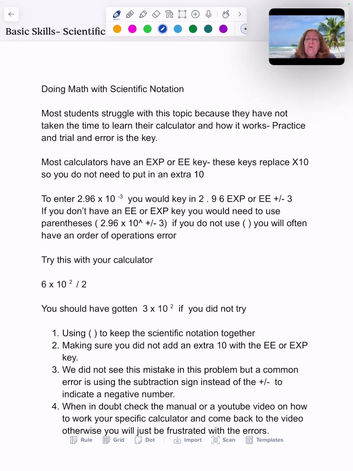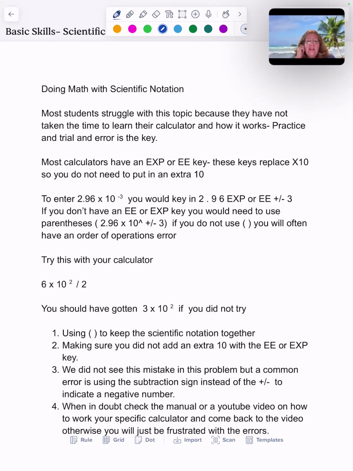Now, if you don't have these keys, it's really important that you use parentheses. So you're going to put in a parenthesis, 2.96 times 10 caret, that up arrow, your plus or minus if you need a negative sign, and then close the parentheses. If you don't open and close parentheses, you're going to get an order of operations error.